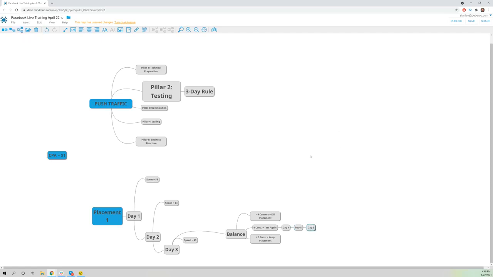Over these 3 days, we're going to do the same thing as the first 3 days. So on day 4, we spent 3 times your payout. On day 5, we spent 3 times CPA, and on day 6, we spent 3 times CPA. And on those 3 days, we should generate at least 9 conversions. So once again, after day 6, we're going to make up the balance again. Less than 9 conversions, we're going to kill it. Exactly 9 conversions, we're going to do yet another test, and more than 9 conversions, we're going to keep that placement and start optimizing on it. So that is basically the flow of the 3-day rule.